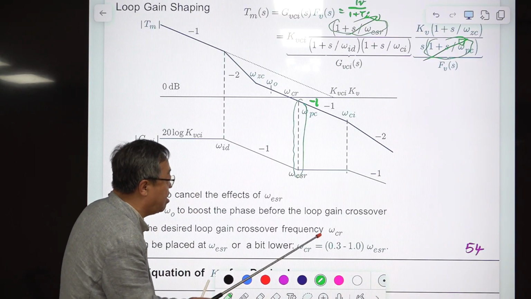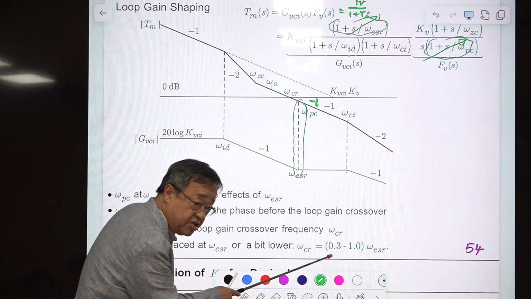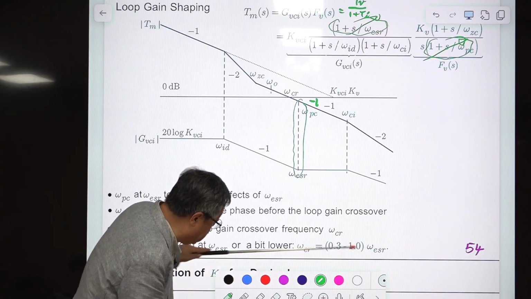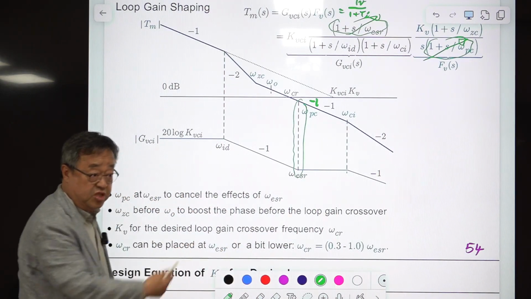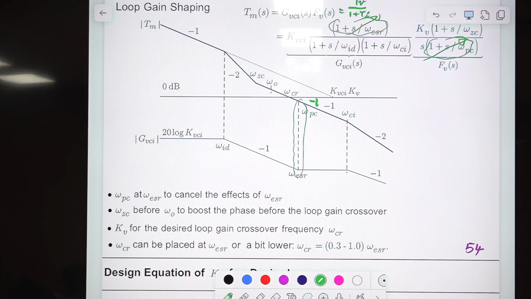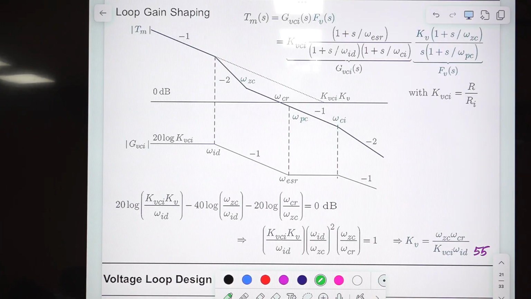If ESR is large, then you can move in this direction. If ESR is small, you need to move in this direction. This is a more aggressive design. Going in this direction is a conservative design, a safe design. All right. So we know almost everything. But once we determined this, then we need to calculate this based on the frequency selected here.